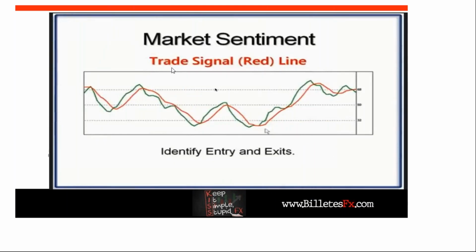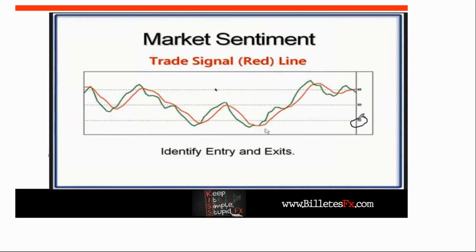let's look at the red line. It's the trade signal line. The red is the signal line. It's going to help you identify the entries and exits. Look at this example. Look how everything lines up.